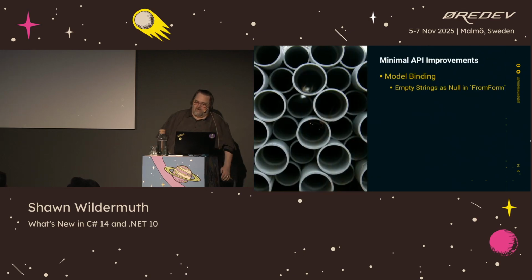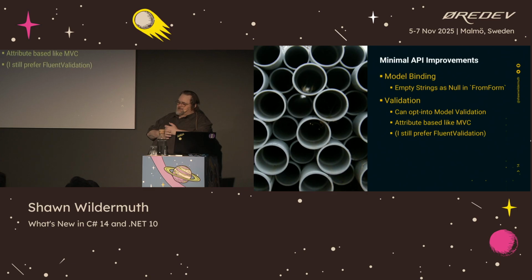Minimal API improvements. If you're using from form, and this only affects from form, if there is an empty string and the property is nullable, it'll bring it in as a null. Because there's the idea of nullable in things like JSON, and they won't do it for from body, because if you wanted null, they'd expect you to send null. There's no notion of null in a form field, so they've added this tiny little improvement for the people that it affects.